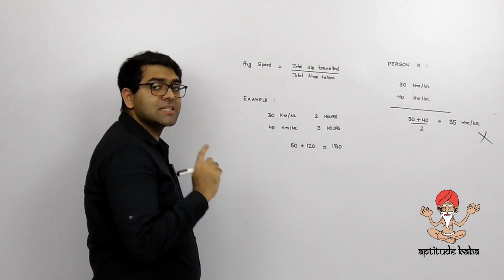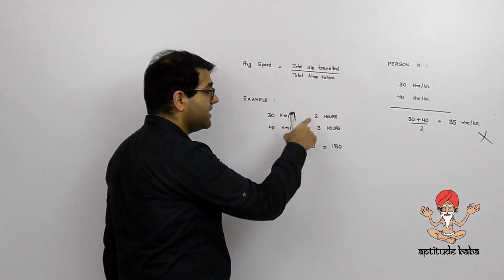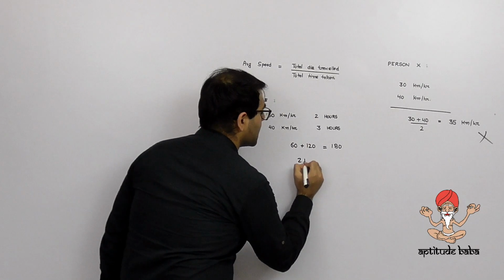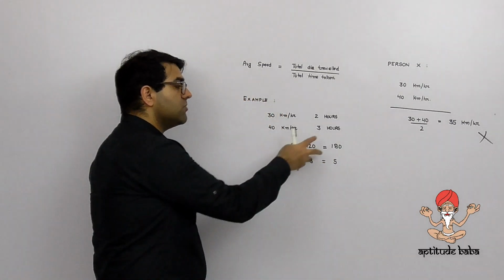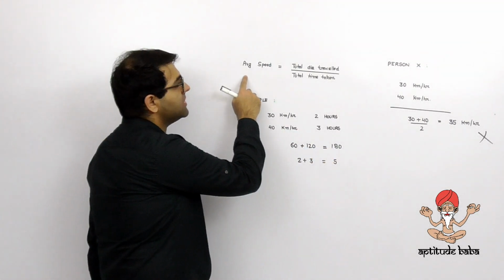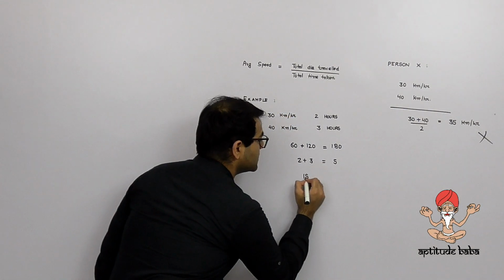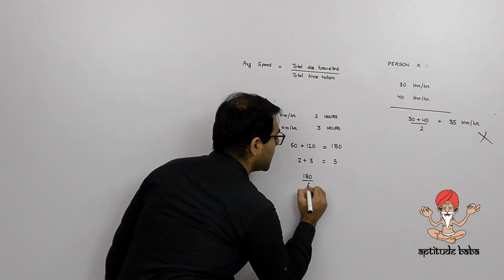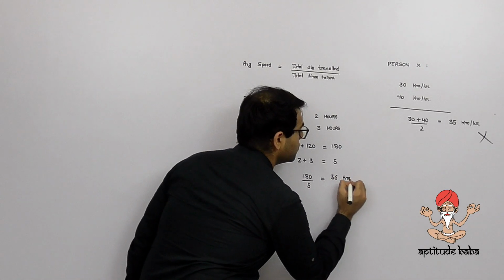Also, as far as the time taken is to be considered, he was earlier traveling for 2 hours and now he is traveling for 3 hours. So can we say that the total time that he has traveled for is 5 hours? If he is traveling 180 kilometers in 5 hours, then average speed can be defined as total distance by total time taken. So total distance traveled was 180 kilometers, total time taken was 5 hours. So my answer ends up becoming 36 kilometers per hour.